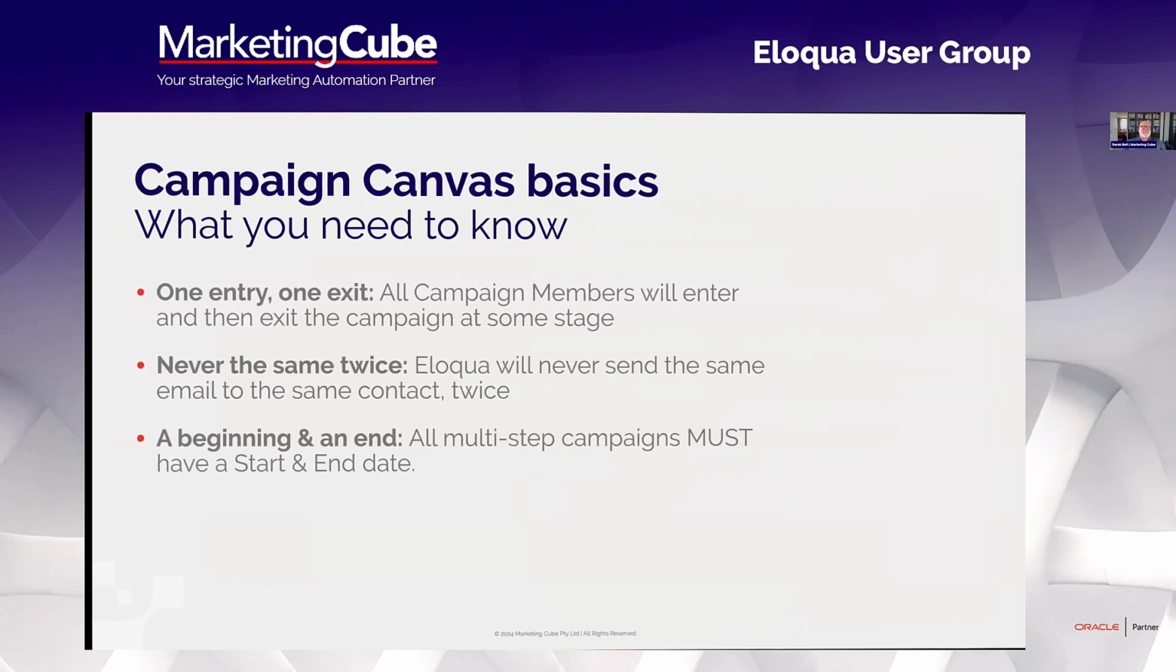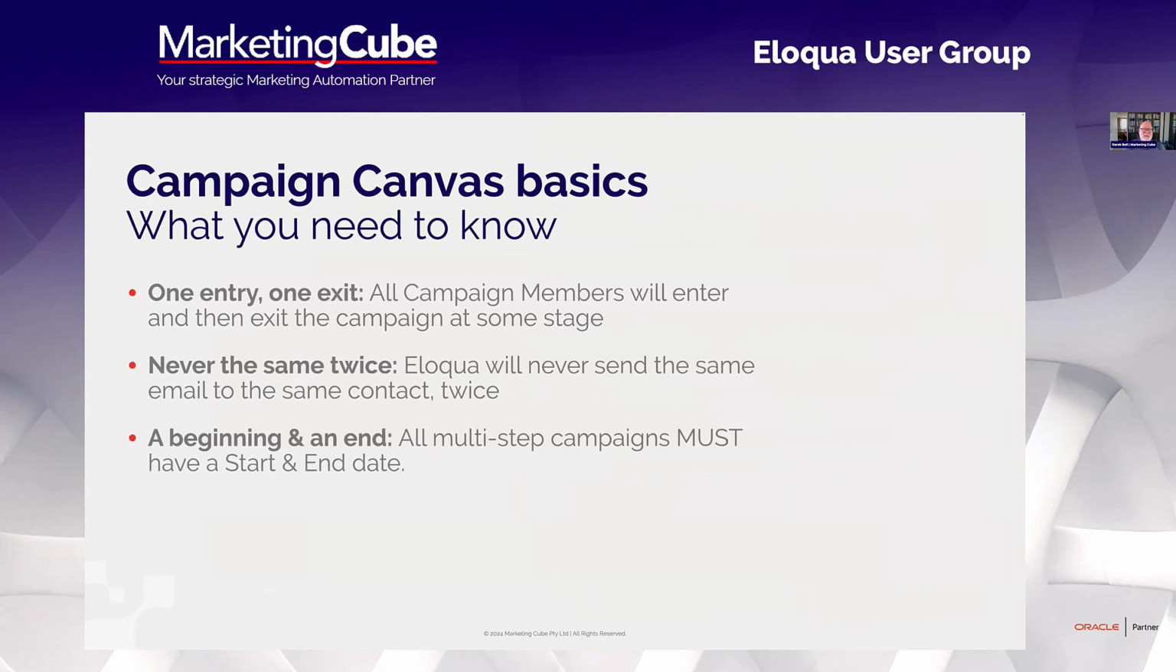So some of the basics that we need to understand about the campaign canvas is that the campaign canvas enables you to have campaign members, that is people who are typically in your segment, to enter the campaign once, and at some point they will exit that campaign. So the underlying fundamental principle there is that by default, the individual person in a campaign, so typically in a segment, can only enter the campaign once, and at some point they will exit.